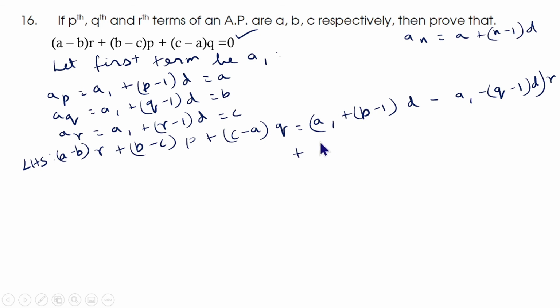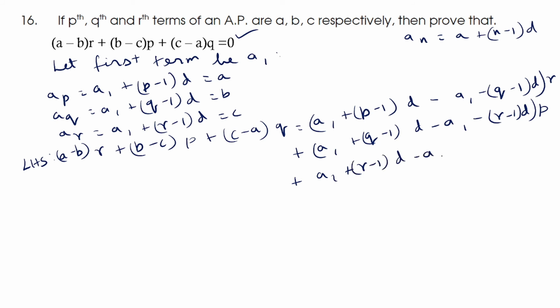plus, then B minus C. In place of B, let us substitute this, and in place of C, let us substitute this, plus (A1 plus Q minus 1 into D minus A1 minus R minus 1 into D) into P, then plus (A1 plus R minus 1 into D minus A1 minus P minus 1 into D) into Q. So in place of A, B and C, we have substituted these expressions.